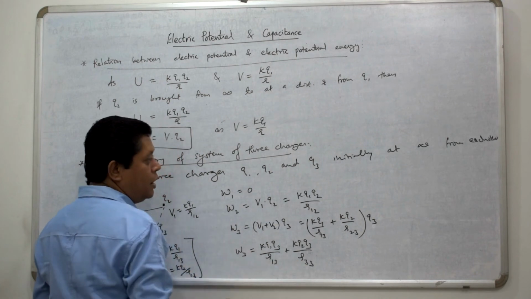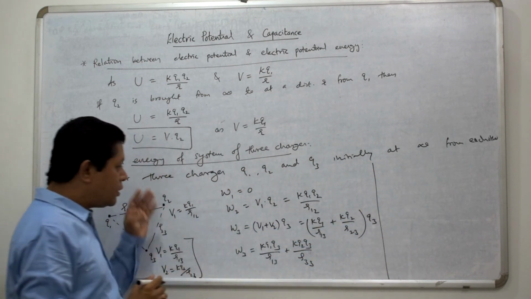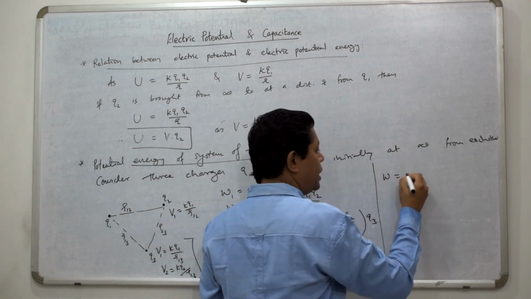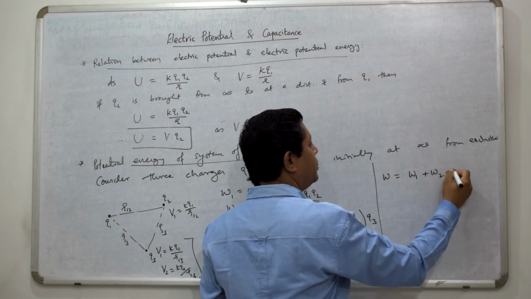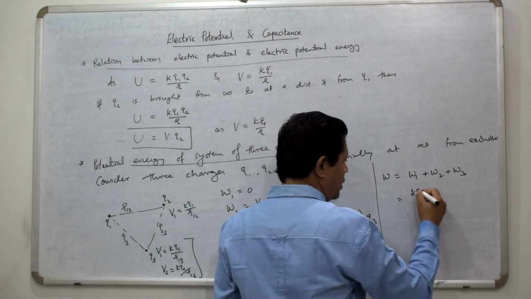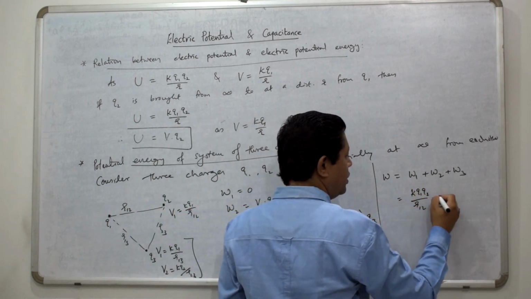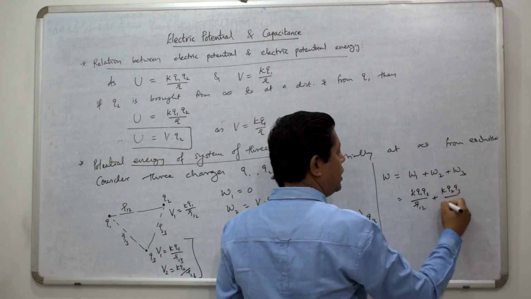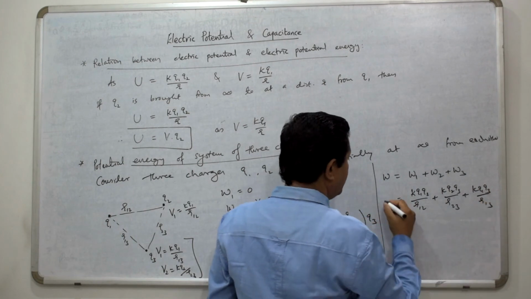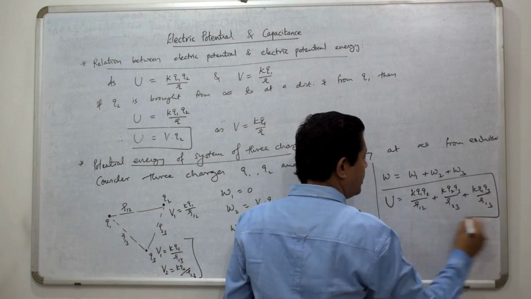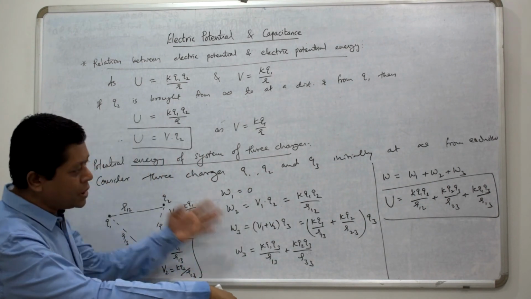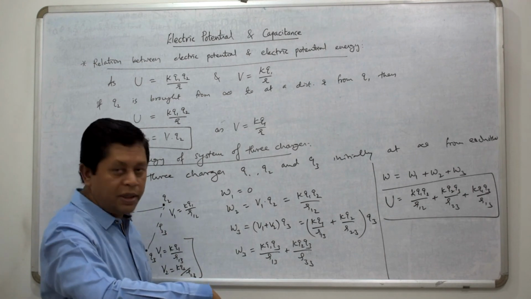These are W3. So we can say the net work done, or total work done, to assemble the system of these three charges, W is W1 plus W2 plus W3. If you put in the values, W1 is 0, W2 is KQ1Q2 by R12, and W3 is KQ2Q3 by R23 plus KQ1Q3 by R13. So this is the potential energy for a system of these three charges. This way, whatever number of charges are there, you can find the potential energy of the system.